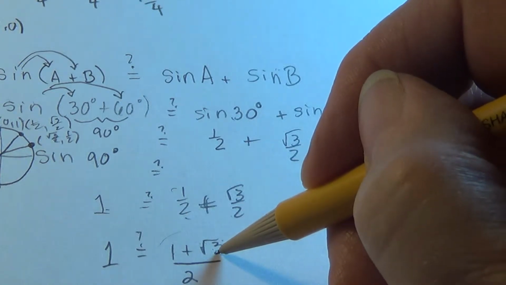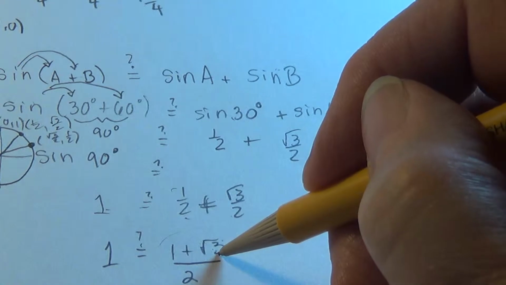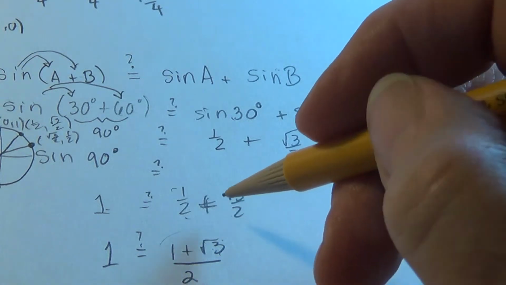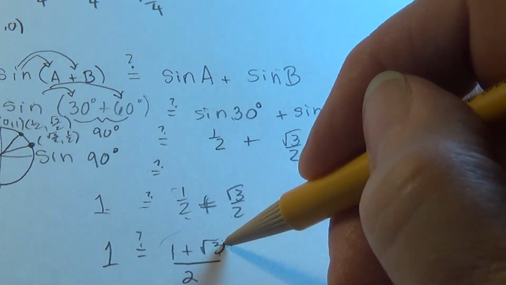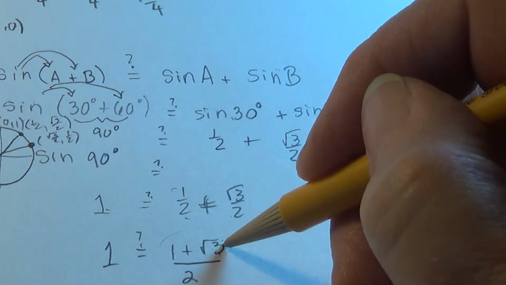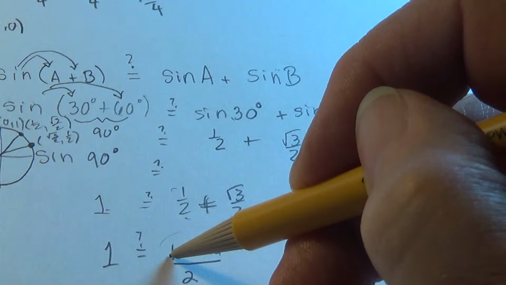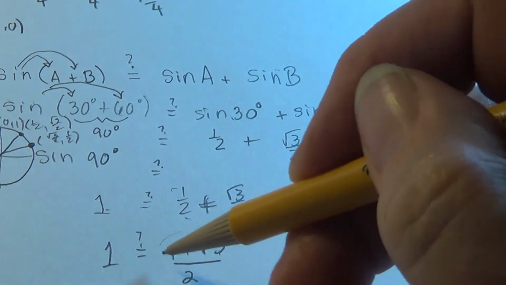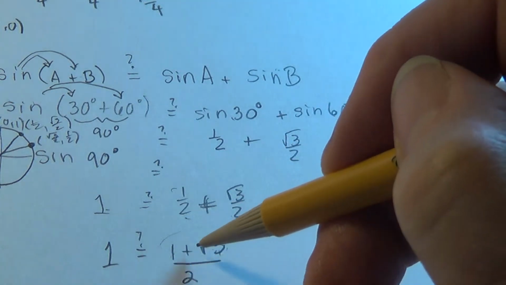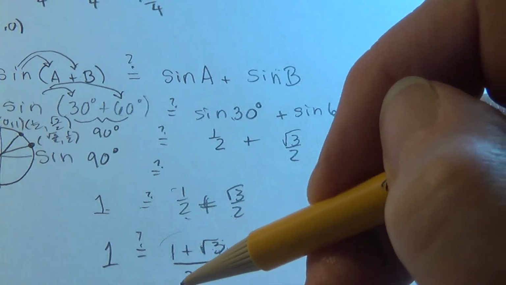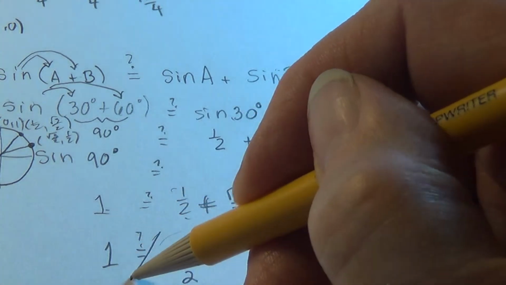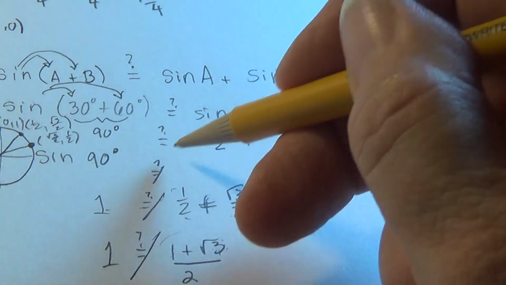No. There is a value in between 1 and 2 that when you multiply it times itself, you do get 3. But it's greater than 1. So if this value is greater than 1, I add it to 1, it's going to be a value greater than 2, so it's not going to be equal to 1 on this side. So that didn't work.